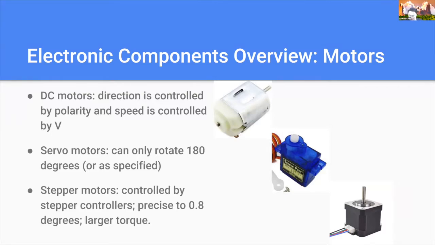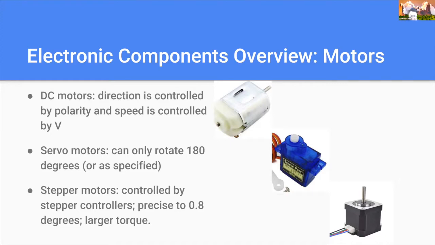Here is an overview of the motors and actuators we can have. A DC motor usually runs on 5 volts, and the direction of the DC motor is controlled by polarity, and the speed is controlled by voltage, right? So let's say the maximum voltage for a particular DC motor is 5 volts. You can declare the actual voltage in the Arduino IDE from 0 to 5, and then it will spin at different speeds, and the power will be different.